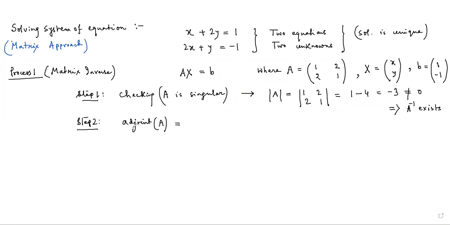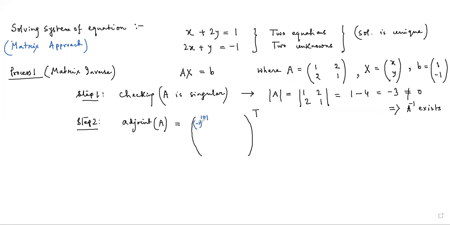So what we actually do to find the adjoint of A, we find the cofactor of the elements of the matrix capital A, and we take the transpose of that. We form the matrix and we take the transpose. So how do we do this? In matrix capital A, the cofactor of the element 1 will be -1 to the power 1 plus 1, because of its position.